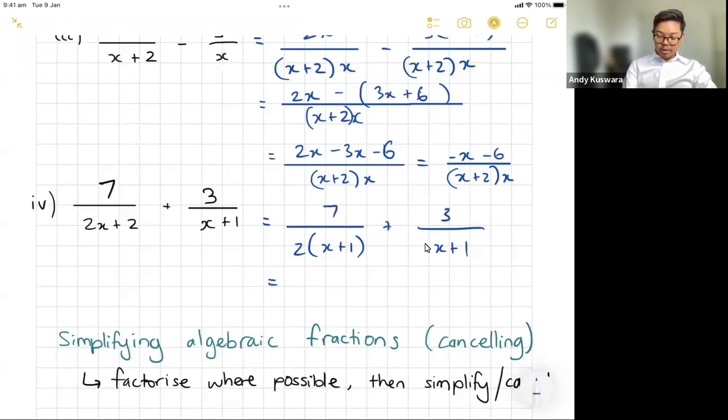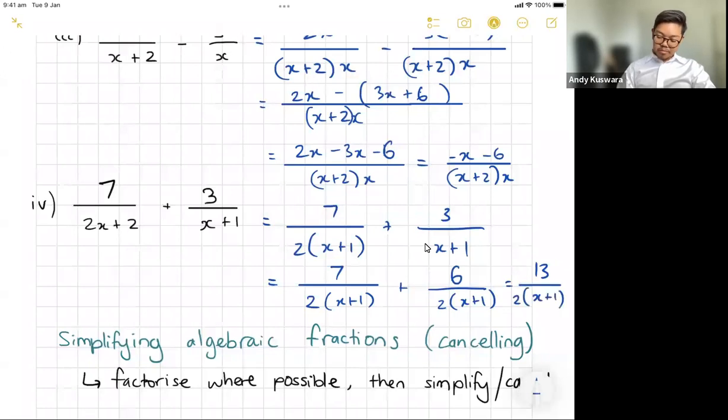What's the common denominator? Well, one is x plus 1 and one is 2 lots of it. So in other words, one is double the other. So I'm going to have 2 bracket x plus 1 plus 2 bracket x plus 1. And I can see that this one's just going to be 7. And then this one gets multiplied by 2. So 3 times 2 is 6. So my final answer will be 13 over 2 bracket x plus 1.